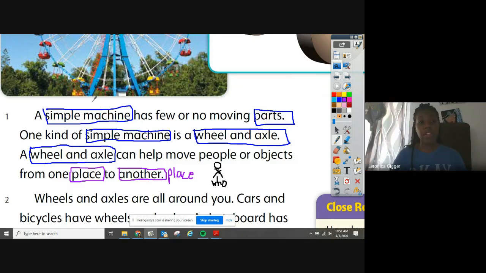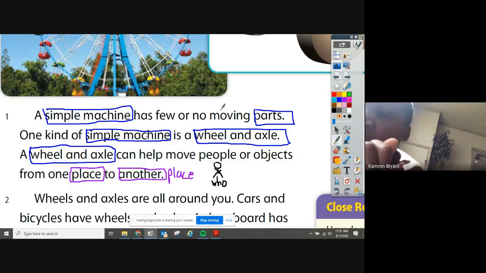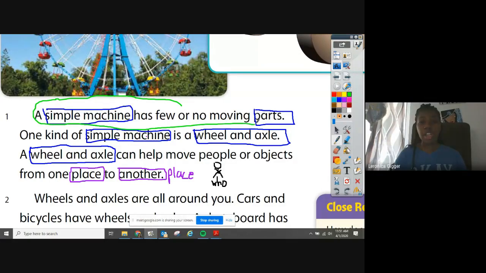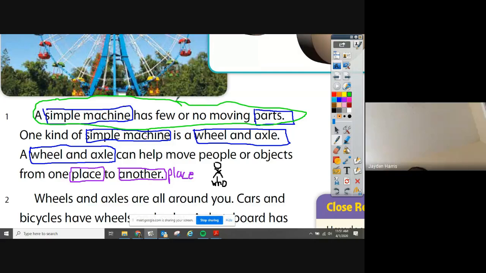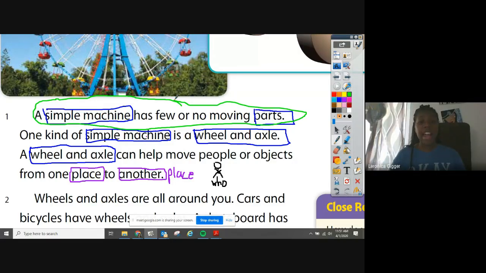It's right here, the first sentence. A simple machine has few or no moving parts. Now, if I ask you, what does a wheel and axle do?